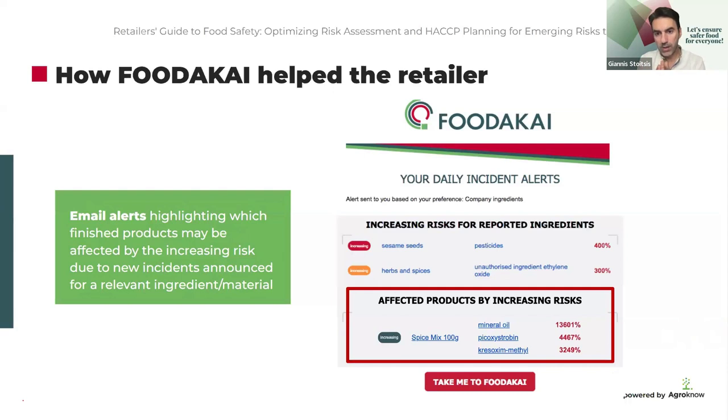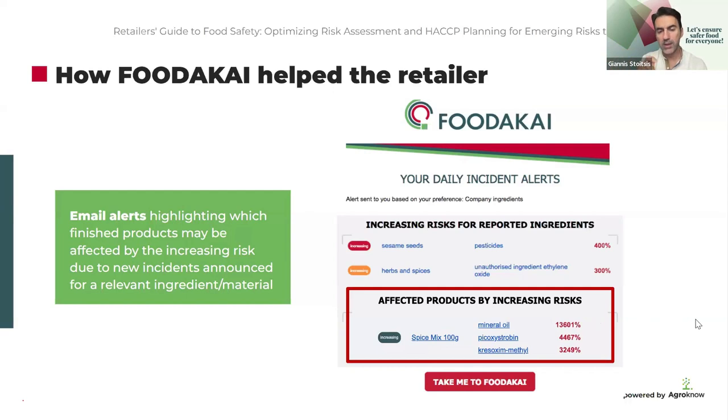I have an example here of an issue, for instance, that was announced for herbs and spices that may affect a finished PL product like a spice mix. And this is directly highlighted in the alerts and also in the dashboard of the system. So using this information, the Food Safety and Quality Assurance team can go and make sure that they have the preventive measures in place for the specific finished product. In addition to getting these alerts, both through email and in the system dashboards for the PL products, we can get such alerts also for the manufacturers of PL products.